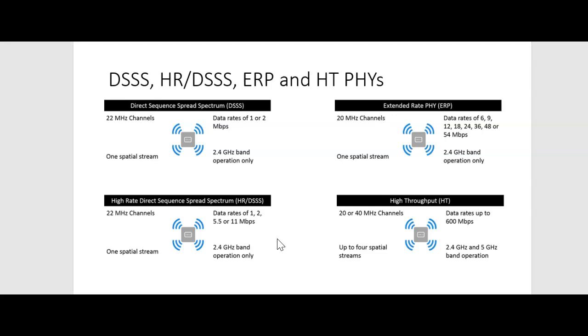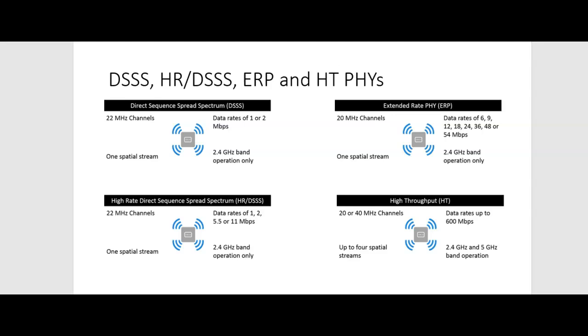Now, to make sure it still had that backward compatibility, it had to maintain the 22 megahertz channel width, still only had 1 spatial stream, and it still only worked in the 2.4 gigahertz band. Now, that's not always the case on everything.